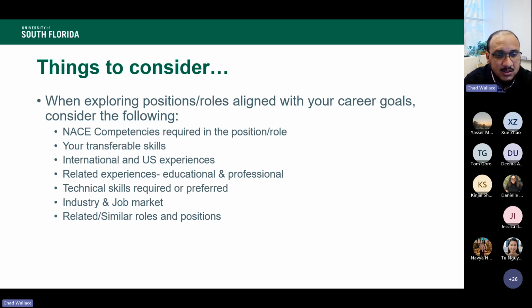And then last but not least, what are some other related or similar jobs that are aligned with your position of interest, similar roles, maybe in a different industry, but similar roles that are asking for similar skills, experiences, and requirements that you can also look into as well, right?